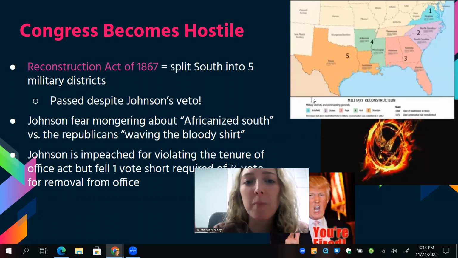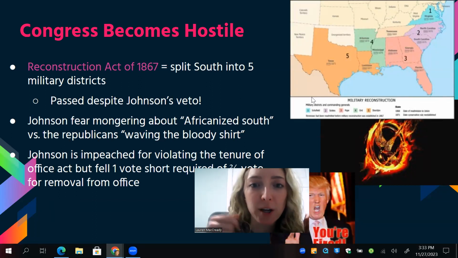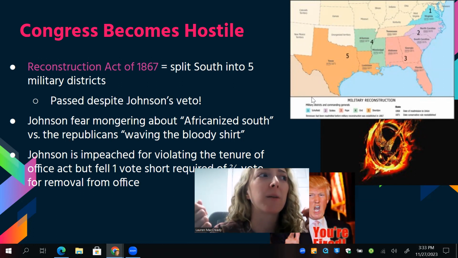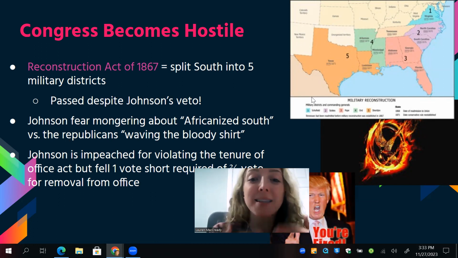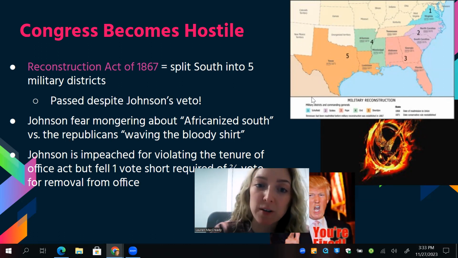And the Republicans are very guilty of what they call waving the bloody shirt. Waving the bloody shirt is coded meaning that you're constantly reminding the South of the war. So basically, anytime that a Southerner tries to say anything, the North is like, hey, remember that time you started the Civil War? Sit down. That's what that means.